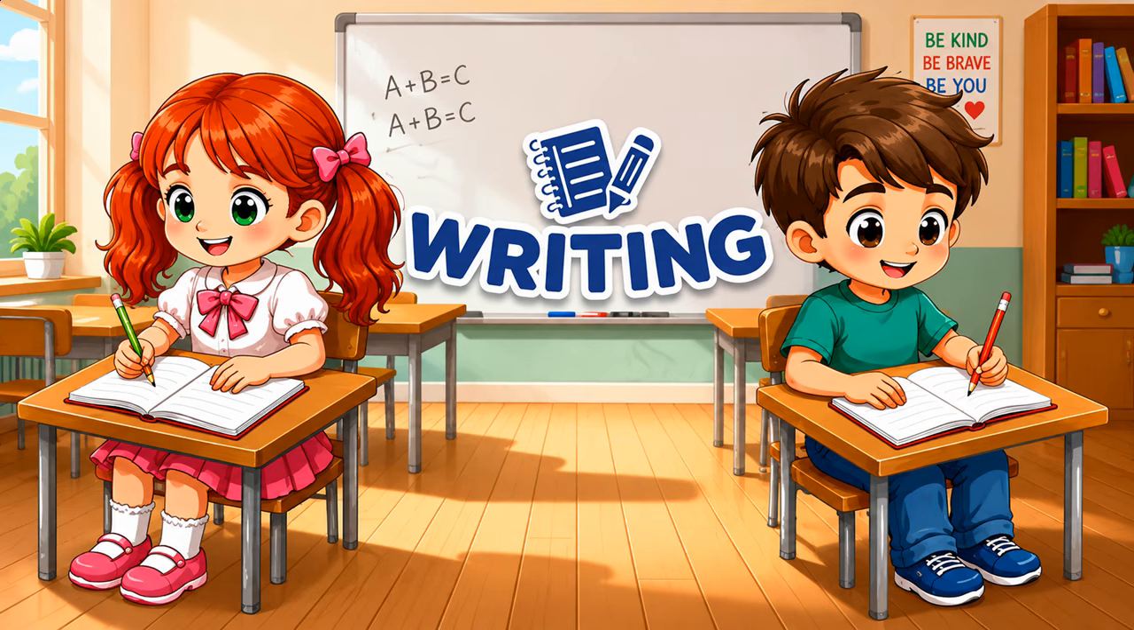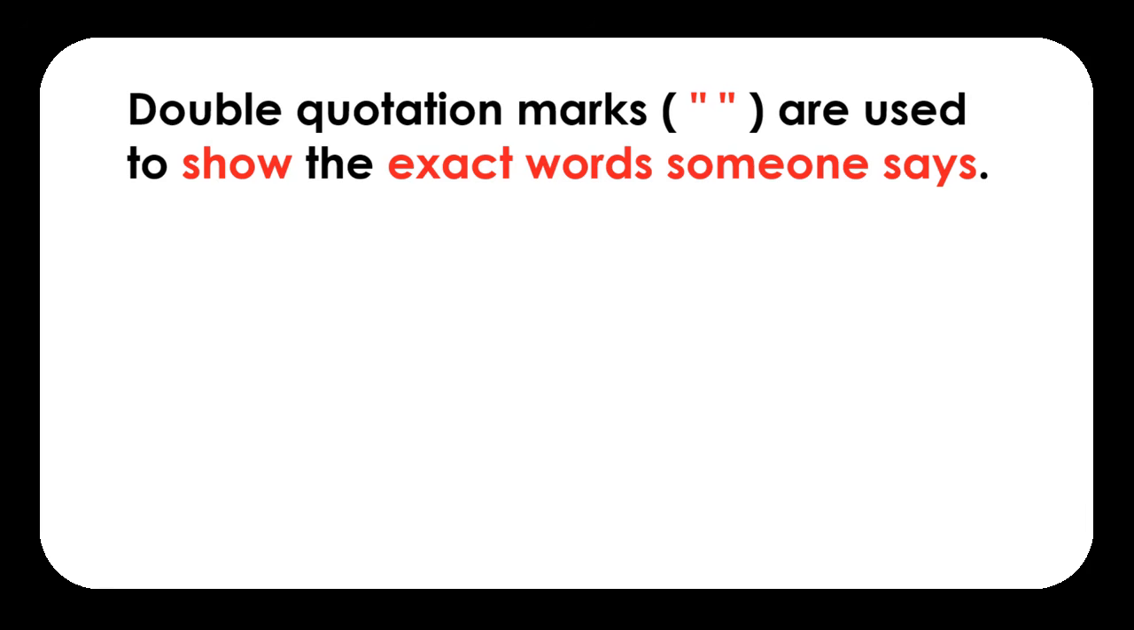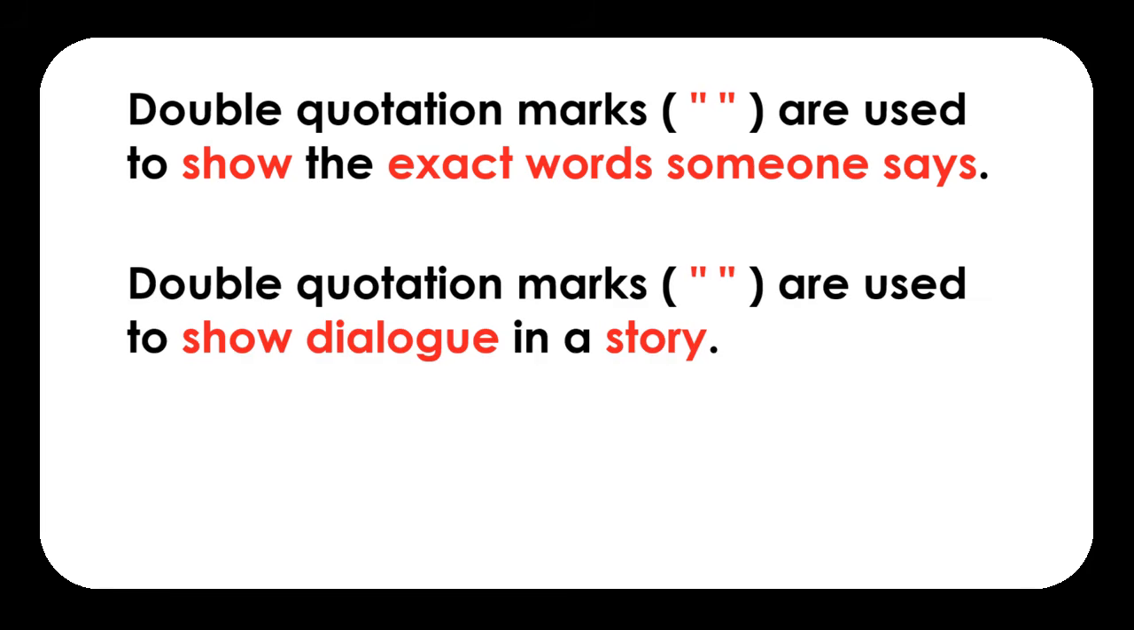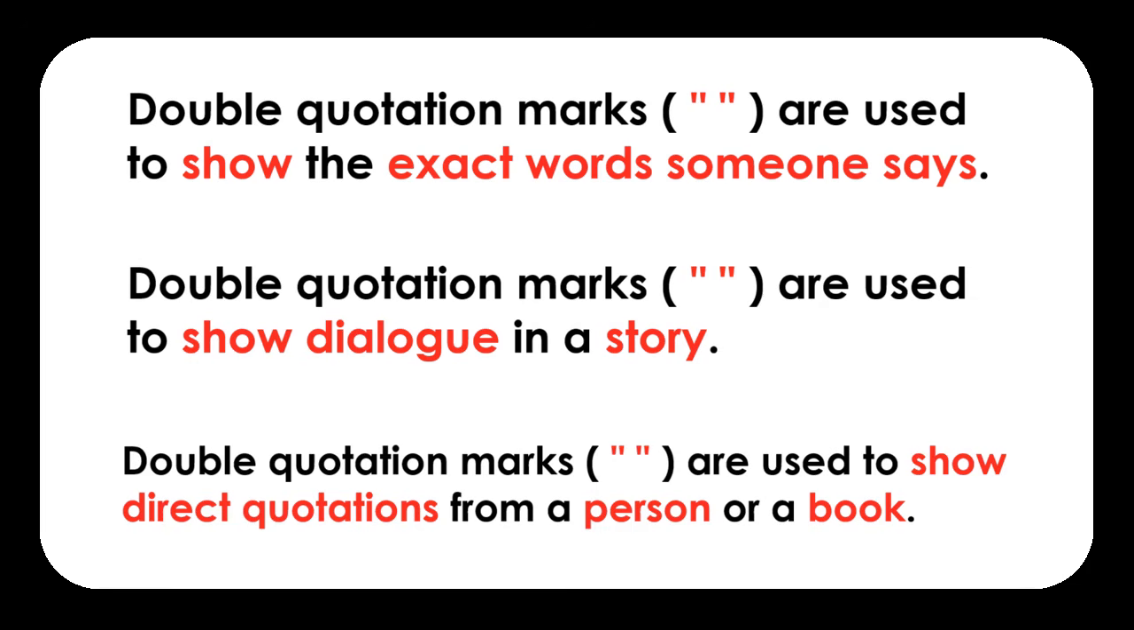Double quotation marks. They are double quotation marks. Let's look at how double quotation marks are used in writing. Double quotation marks are used to show the exact words someone says, to show dialogue in a story, and to show direct quotations from a person or a book.